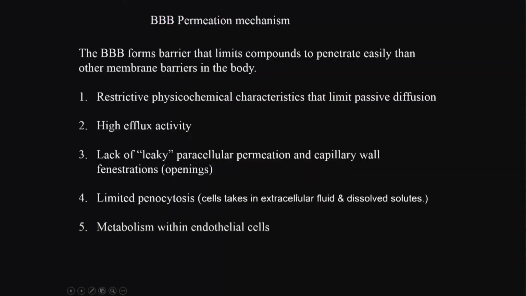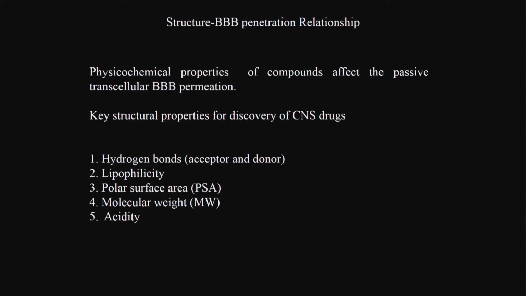And there is metabolism within endothelial cells, so compounds can get metabolized, and you need uptake transporters. That means there have to be transporters which take this material inside. So these are the mechanisms by which permeation in the BBB takes place.